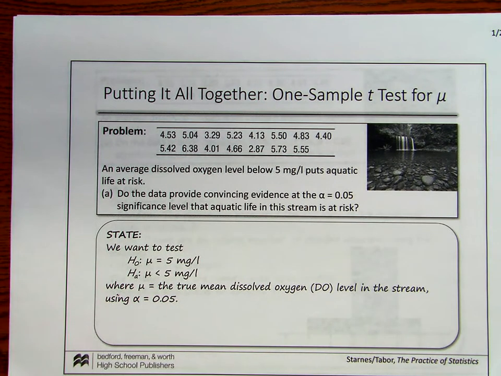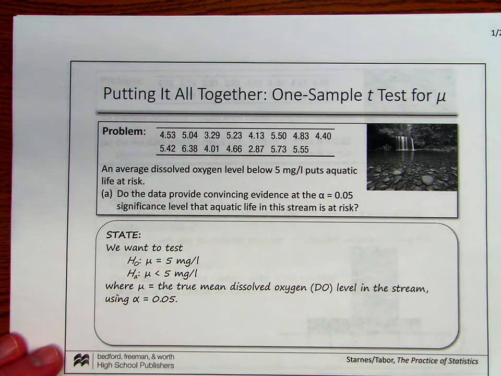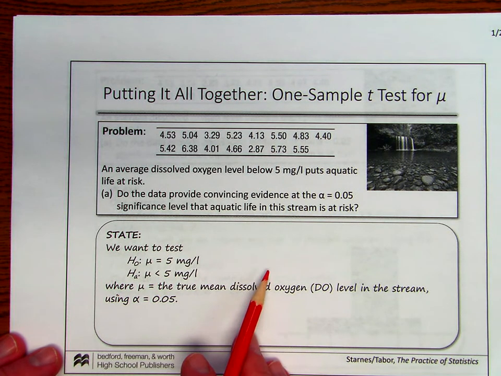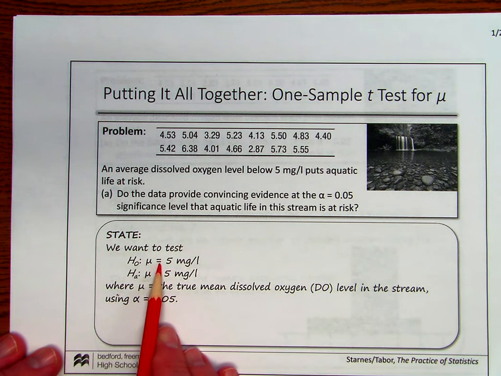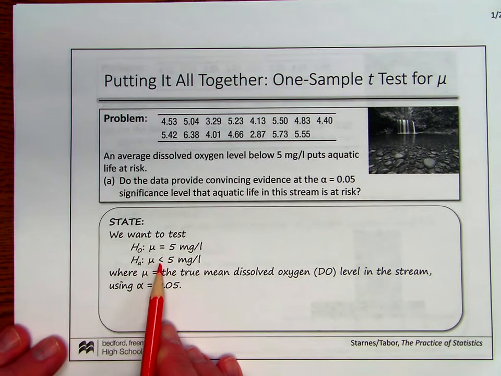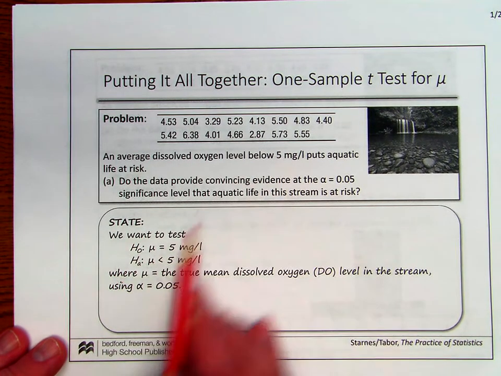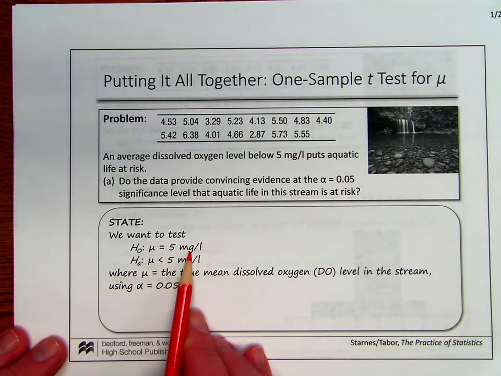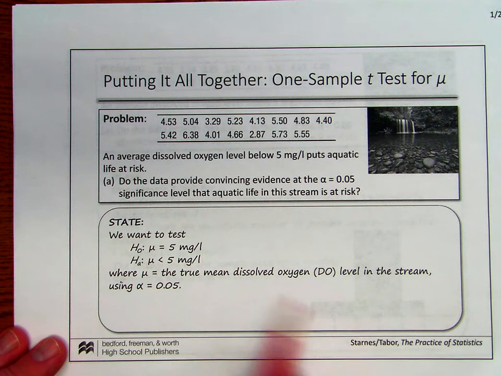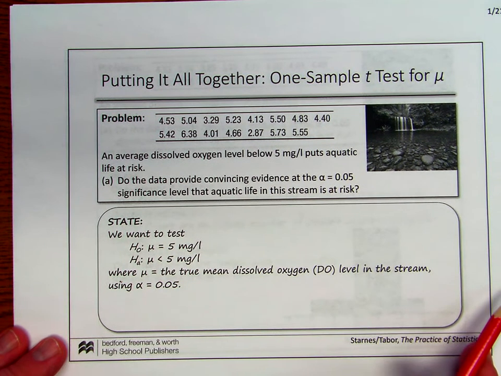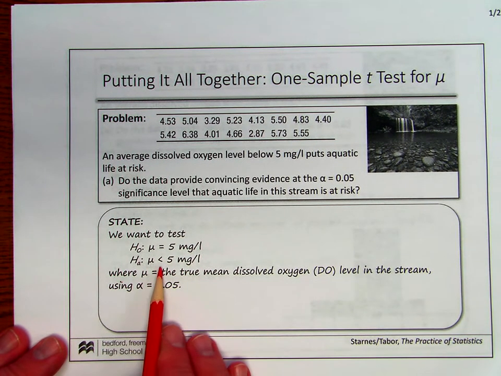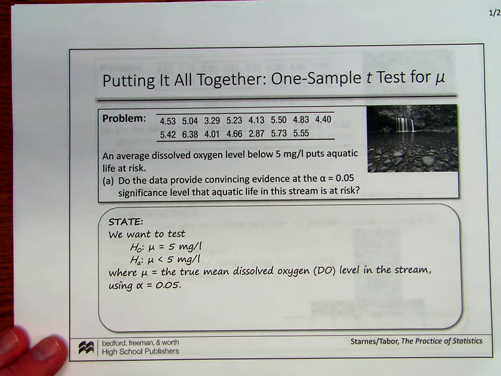The way you're going to start any significance test is you're going to state your HO and your HA. We wish to test. Remember, the HO always has an equals associated with it. A HA is always an inequality that doesn't include an equals. So the value of interest here is the 5 milligrams per liter. The HO is, it's fine, it's as is. The HA, less than. So if it's less than, and we show that, then we have aquatic life at risk.